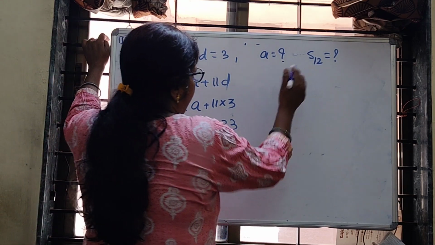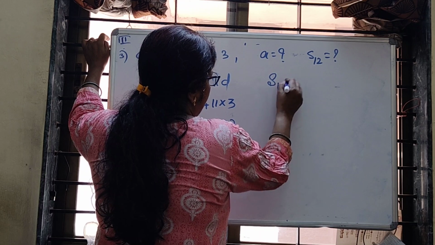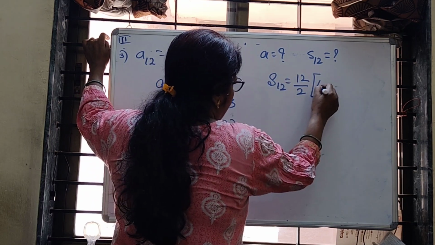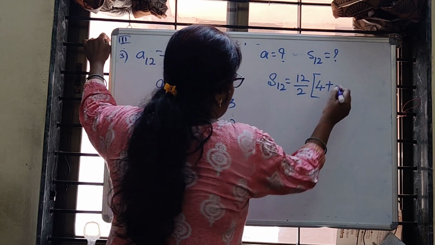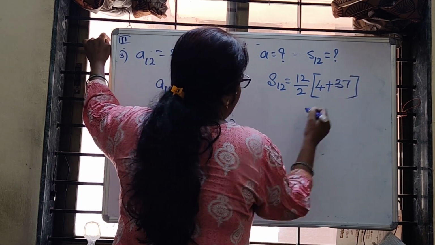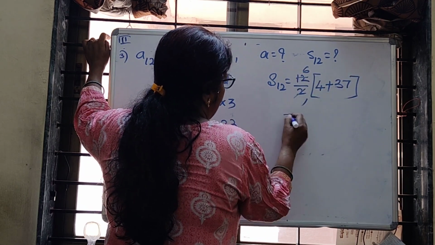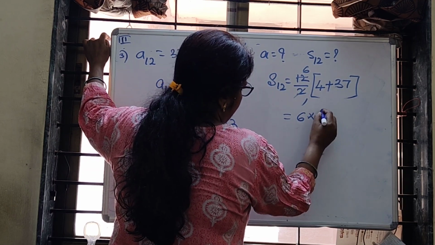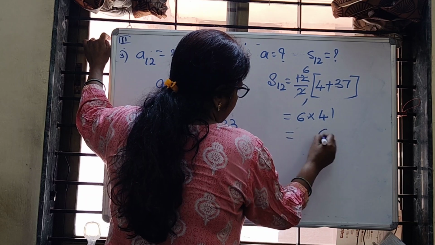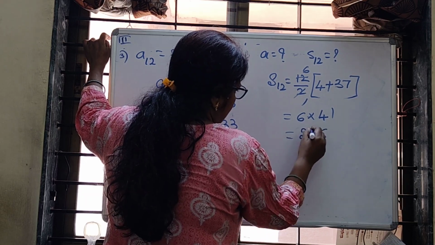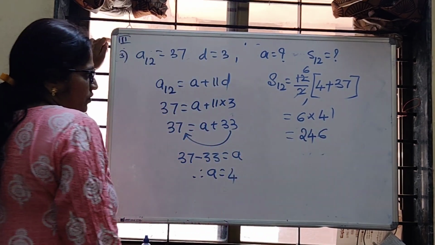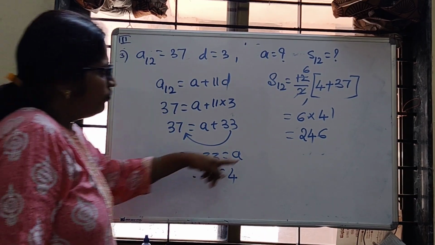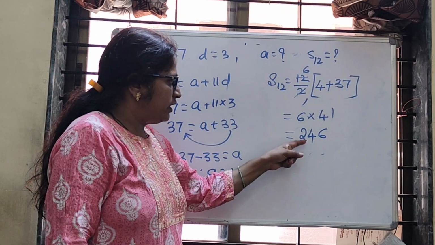So, after finding a, we need to find S12. So, 12 by 2, a we have found out 4 plus the last term a12 is 37. 2 ones are 2, 2 6s are 12. So, 6 into 37 plus 4 is 41. 6 ones are 6, 6 fours are 24. So, that is the answer for the third question. We have found out a also, we have found out S12 also. S12 answer is 246.